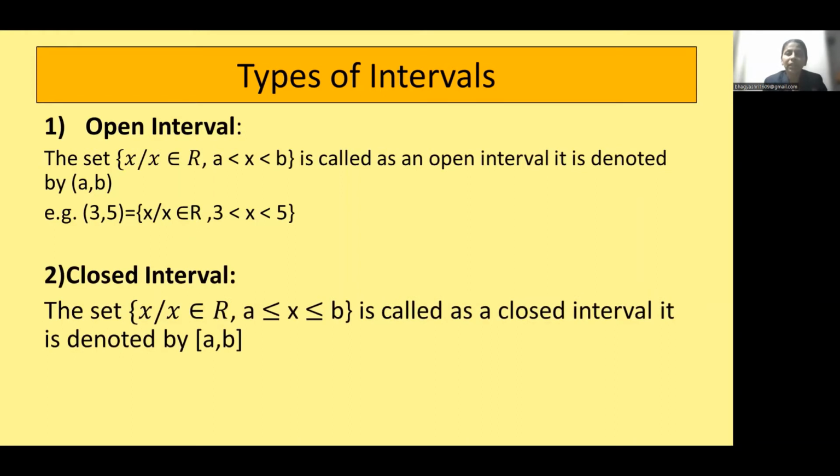A closed interval is a set of real numbers which are between A and B, including A and B. That is, A is less than or equal to X, less than or equal to B. In this set, closed interval AB, the points A and B belong to that set. Closed interval AB is denoted by a square bracket, A and B separated by a comma. For example, see closed interval [2, 5]. This is the set of all X containing real numbers between 2 and 5, that is, 2 is less than or equal to X, less than or equal to 5.